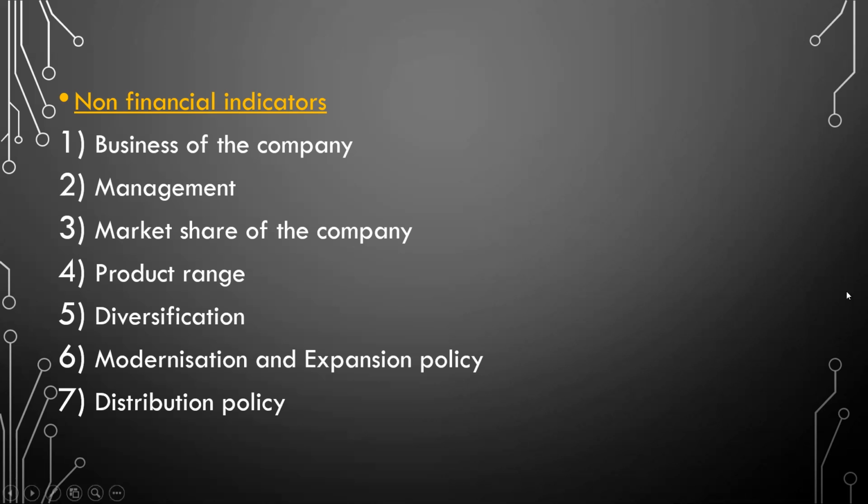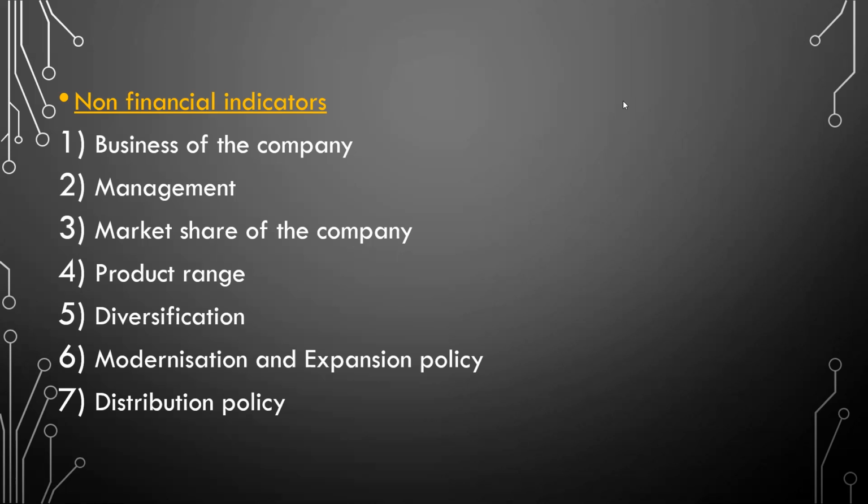The third one is market share of the company. How much of the market is the company holding? Has it got a large share? If it has a large share, it has got better prospects of controlling the market and will earn more profit margins. Now, what is the product range? They can introduce new products and thereby overcome competition. So we should see whether it has got only a single product or it offers a product range.